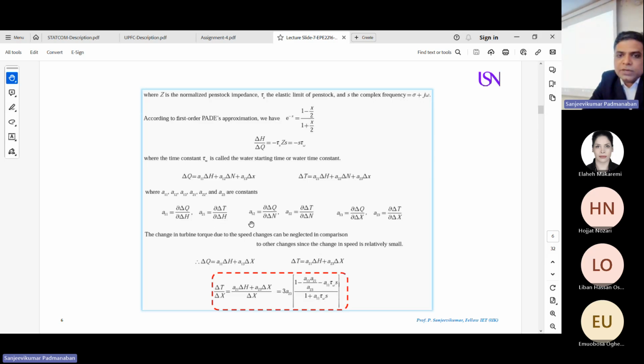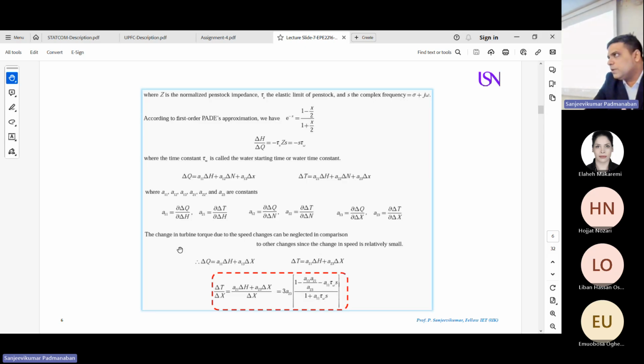If you want to calculate A12, it is the partial differentiation of delta Q divided by delta N. Similarly, you can calculate A22, A13, and A23. So the formulas are directly given to you. You apply the formula, calculate the values of these constants, and apply them here, and you can calculate delta Q and delta T. So the change in turbine torque is due to the change in the speed.